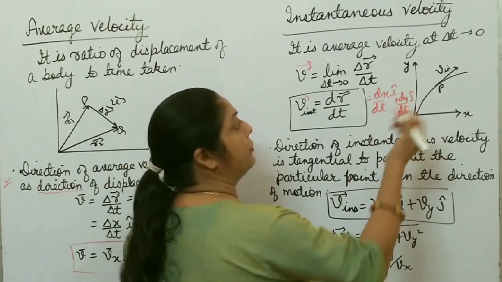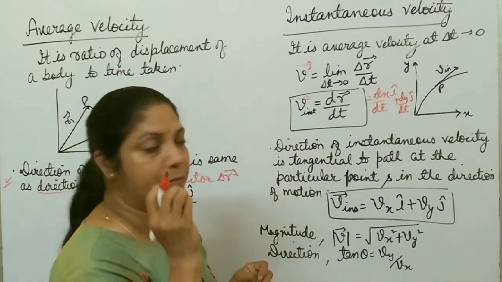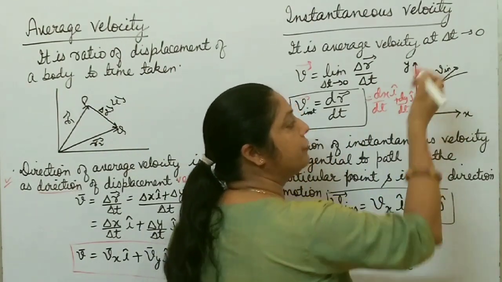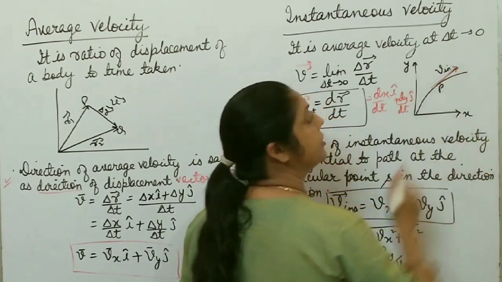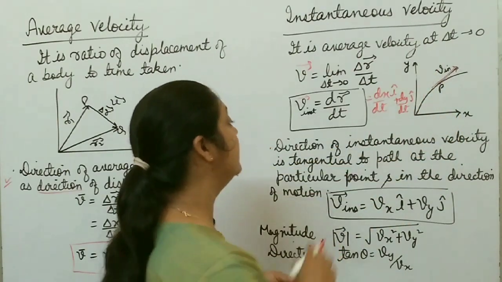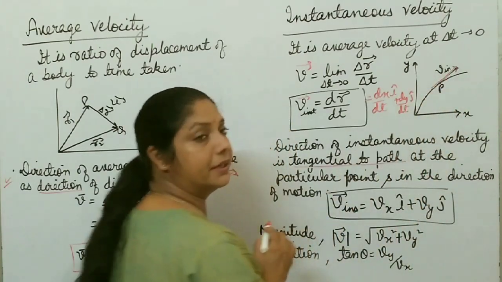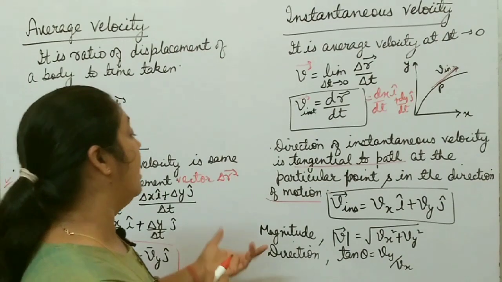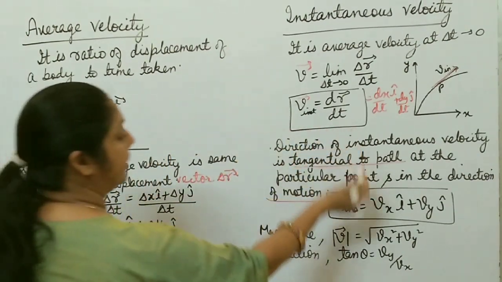Now, if you want to find the direction of instantaneous velocity at any point, the time interval is very small. So at this point, how do you find direction? You just draw one tangent at this point. This tangent gives the direction of instantaneous velocity at any point. So the direction of instantaneous velocity is tangential to the path at the particular point and in the direction of motion, right? Now these are the expressions for average velocity and instantaneous velocity, right?